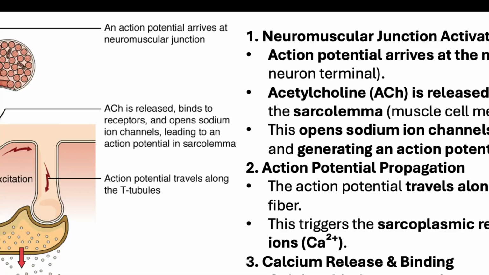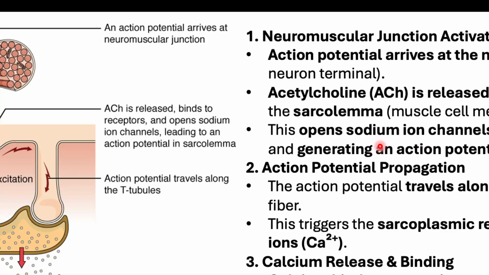Sarco is for muscle. The action potential travels along the T tubules, leads to calcium efflux, activating the muscle contraction. The actomyosin complex, thick and thin filament interaction leads to muscle contraction. Muscle shortens and produces tension. So acetylcholine is released, binds to the receptors on the sarcolemma, the muscle cell membrane.